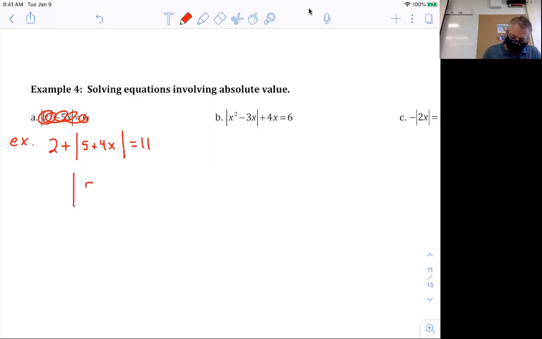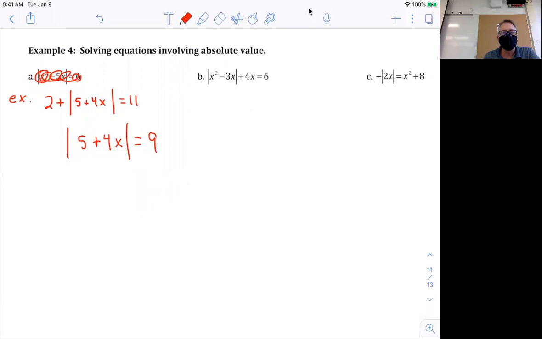So I'm going to write the absolute value of 5 plus 4x, subtracting 2 from both sides, is equal to 9. I just subtracted the 2 over. And now, this stuff that's highlighted right here, remember, absolute value means we're going to take the positive of that. So the highlighted stuff could either equal positive 9, or the highlighted stuff could equal negative 9, and the statement would be true no matter what.